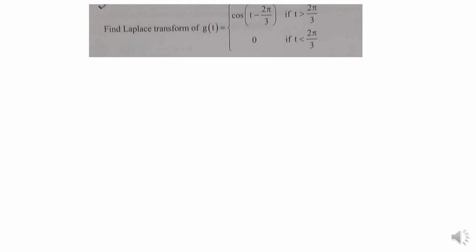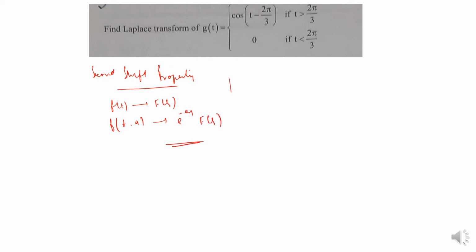In the earlier slide we saw the second shift property. What was that? If f of t gets transformed to f of s, then f of t minus a gets transformed to e power minus as f of s. This is the property which we saw earlier. Now let us solve this question. g of t is equal to cos of t minus 2 pi by 3 for t greater than 2 pi by 3, and 0 for t less than 2 pi by 3.